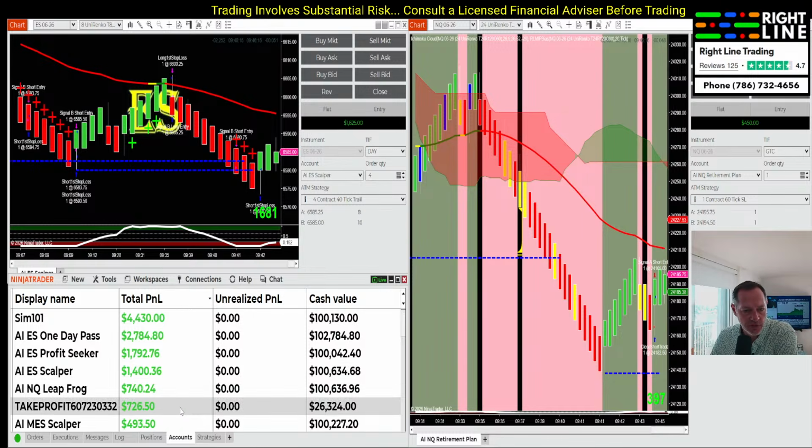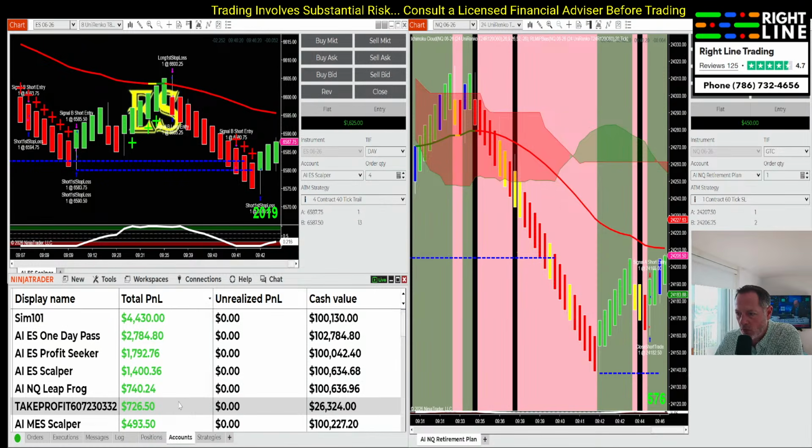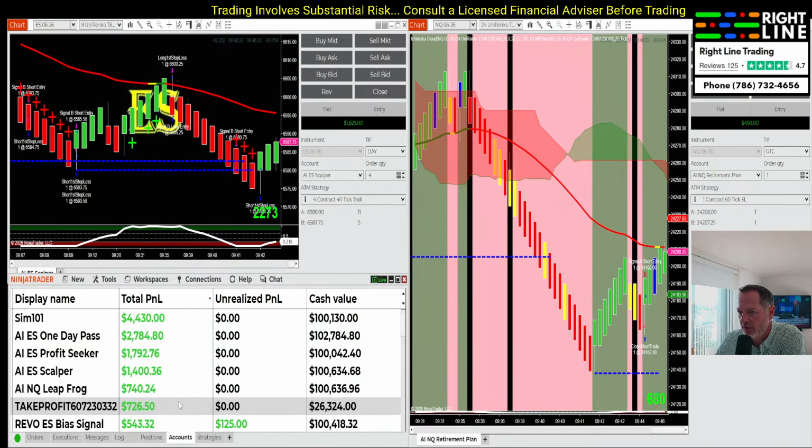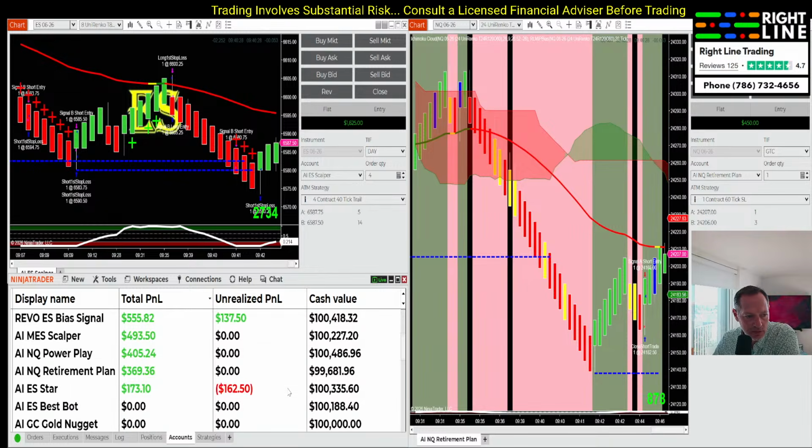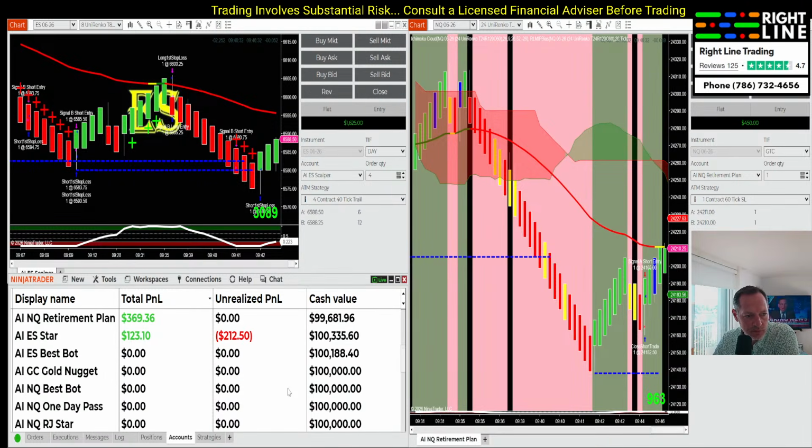I had a couple of good trades there. Had a run last night on gold. Gold was flying last night. It's slowed way down now. I don't know what's going on. Gold was moving big time.